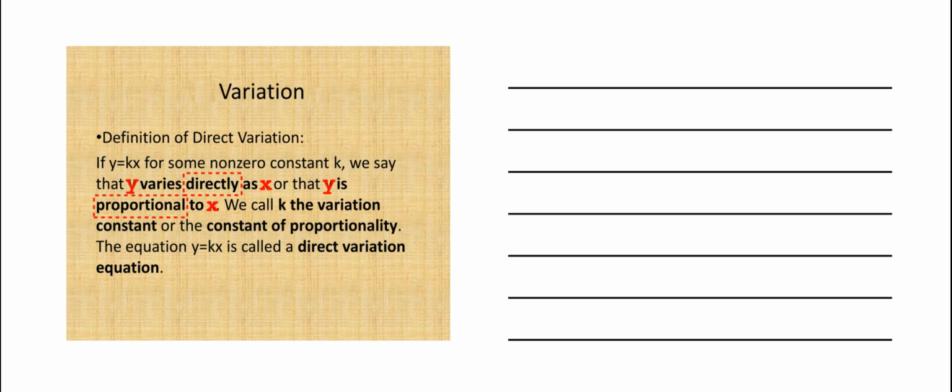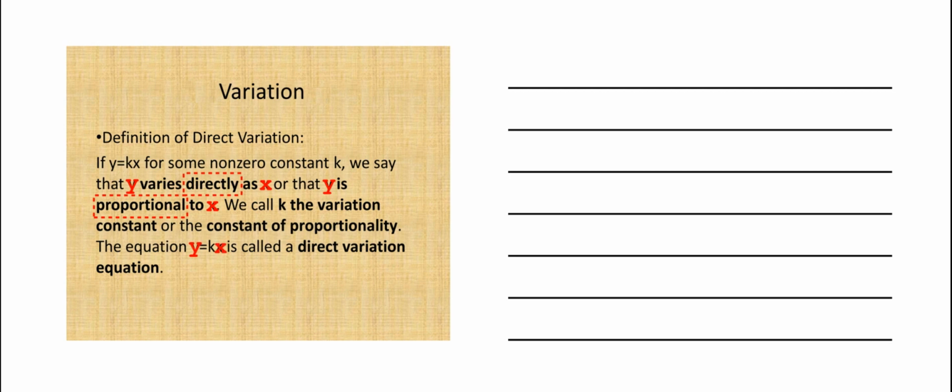But be careful with the word proportional. You might see it often, but proportional could be a multiplication or a division. But in this case, it's a direct variation, which I'll explain more of whether it's multiplication or division in a minute. So we call k the variation constant, or the constant of proportionality, the equation y equals k times x. So therefore it must be a multiplication. So even though it's proportional, it's a multiplication type of proportional. So it's a direct variation by multiplication.